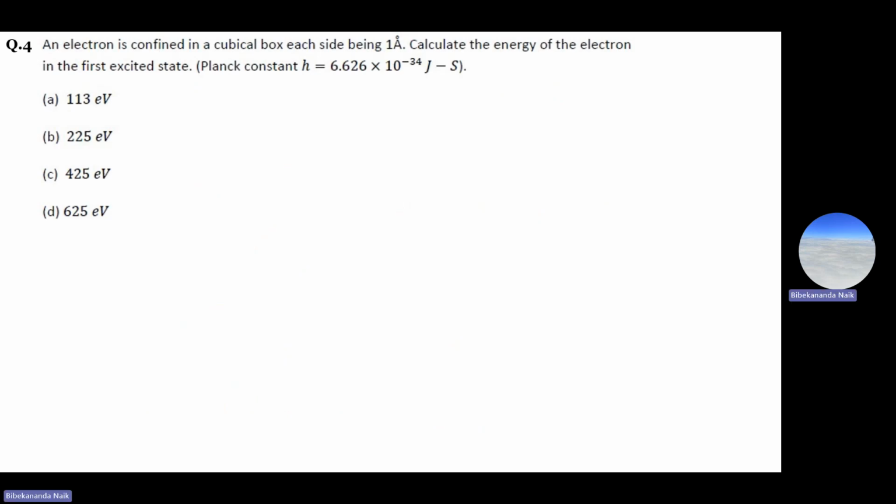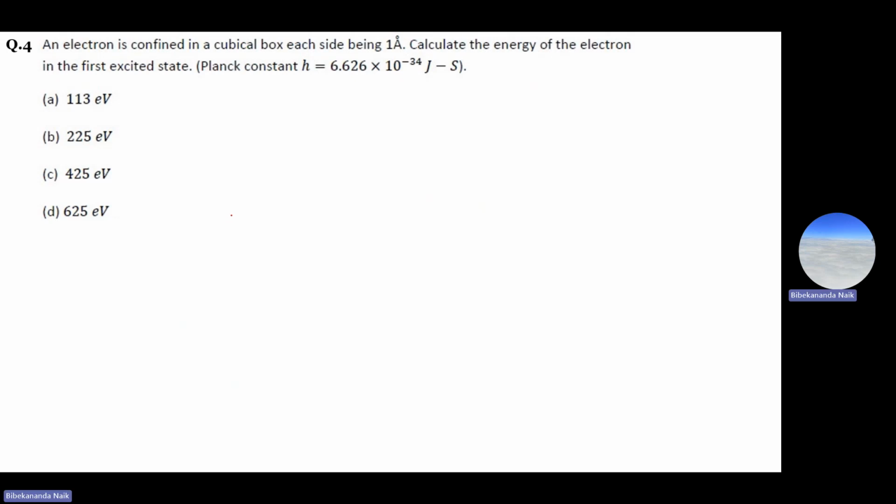The question says an electron is confined in a cubical box, each side being 1 angstrom. Calculate the energy of the electron in the first excited state. The Planck's constant is given: h equals 6.626 into 10 to the power minus 34 joule second. The options are option A 113 electron volt, option B 225 electron volt, option C 425 electron volt, and option D 625 electron volt.